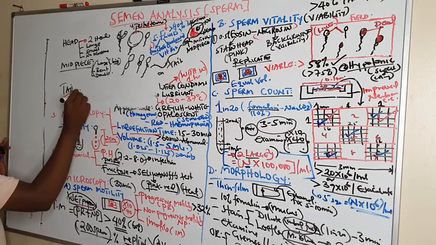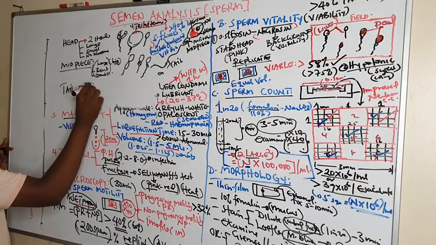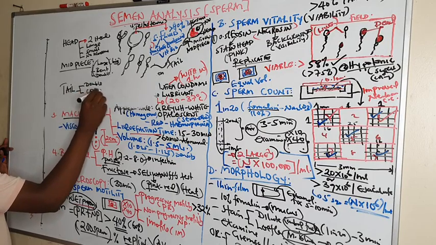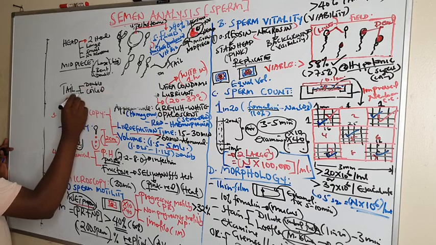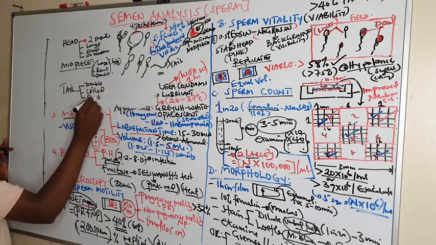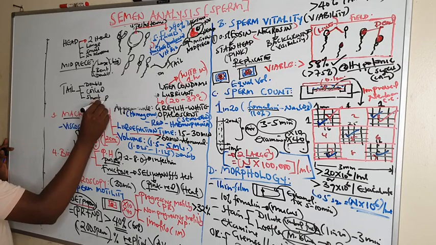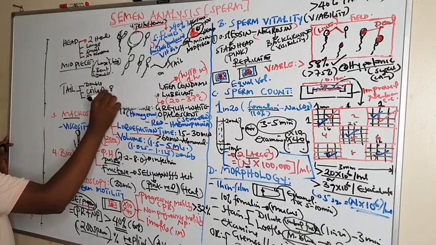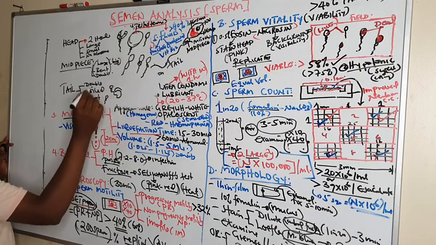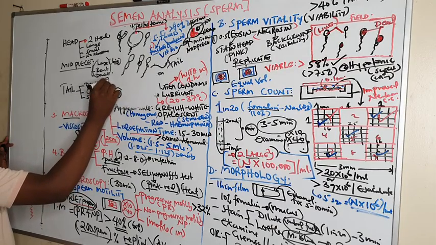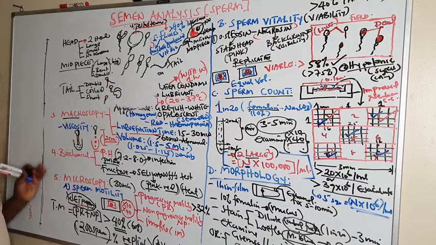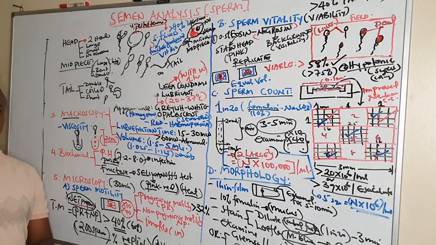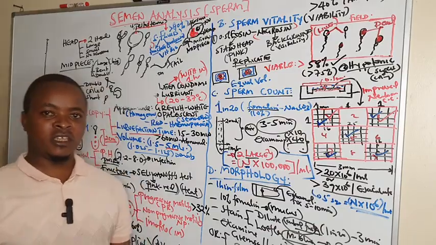Then lastly, on the tail, you can find sperms with double tail, sperms with coiled tail, and sperms with short tail. You find a sperm with a midpiece but with a short tail. You can find a sperm with a midpiece, then with coiled tail. You can find a sperm with a midpiece but with two tails. Those are some of the abnormalities you have to rule out under microscopy as you're studying for morphology.